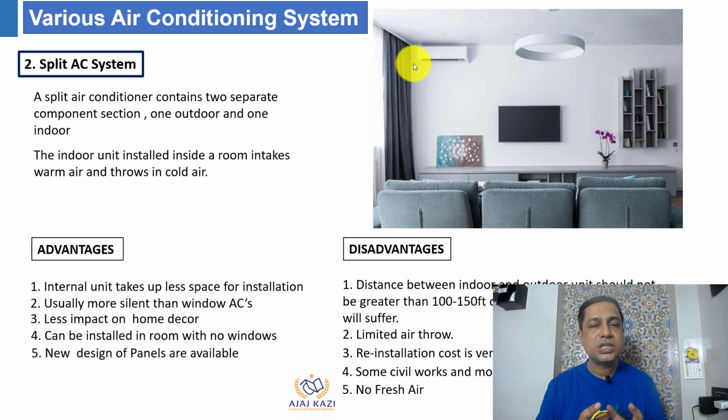So what it does, the most noisy element, which is the compressor, is kept outside the room, so you don't hear much noise. The internal unit takes a small space. Again, usually it is silent because only small blowers are inside. In window AC, both the blower as well as the compressor are in one unit. Here you separate them and connect with the copper piping.